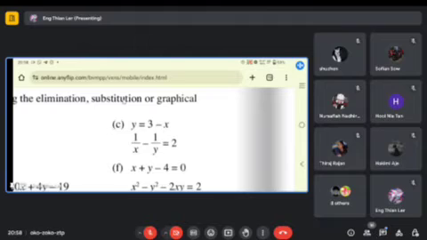y equal to 3 minus x. 1 over x minus 1 over y equal to 2.